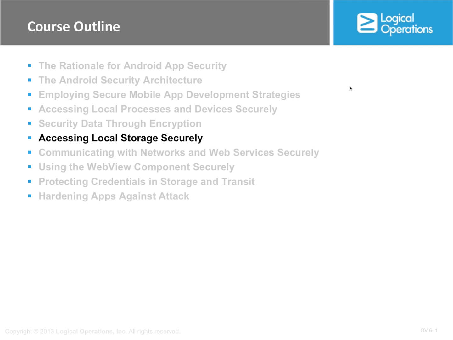All right. So module 6, I believe, is where we're at. Accessing local storage securely. It's one thing to be able to access the storage. It's one thing to be able to read from and write to the storage, but how you do it in a secure manner seems to be what's missing, or that piece that some app developers forget.